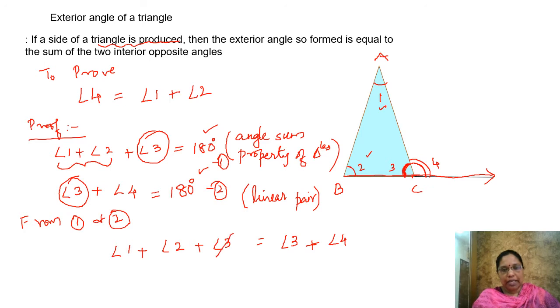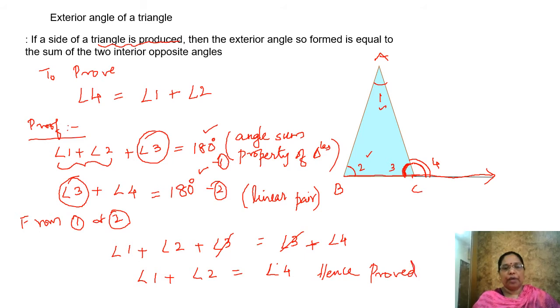Now cancel out angle 3 on both the sides. What do you get? Angle 1 plus angle 2 is equal to angle 4. Hence proved. This is what we were asked to prove. Have you got it?